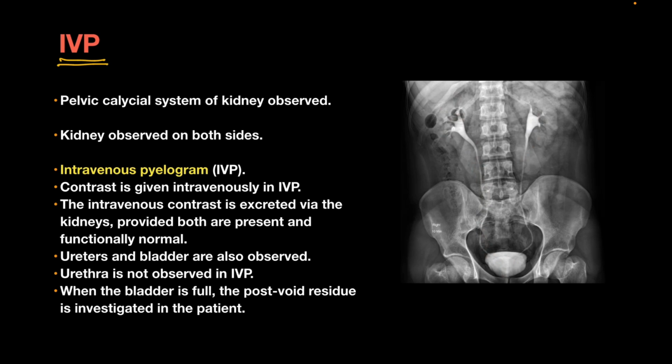Then the ureter and bladder are observed. The urethra is not observed in intravenous pyelogram. When the bladder is full, the post-void residue is investigated in the patient.